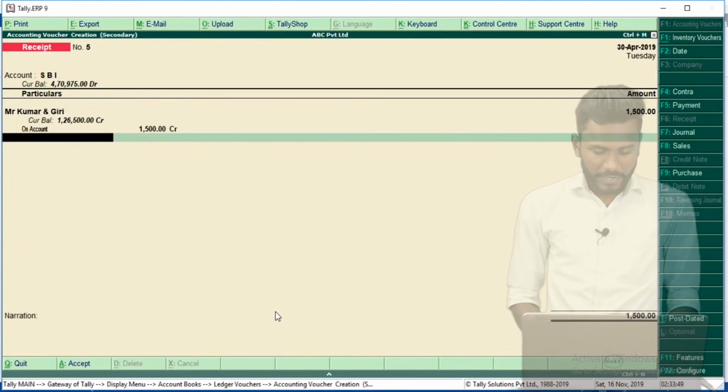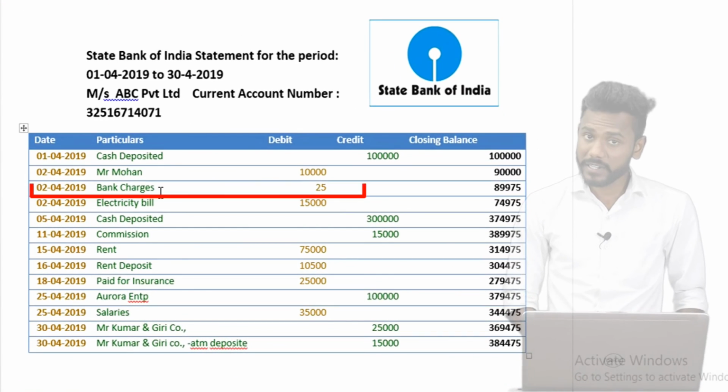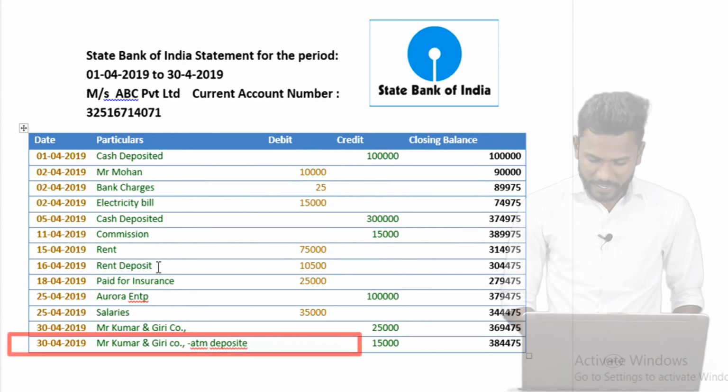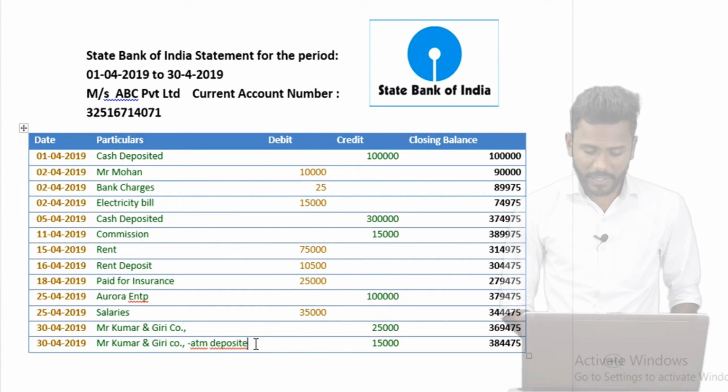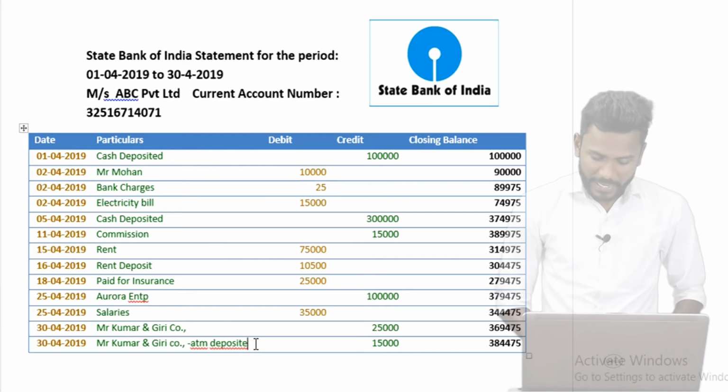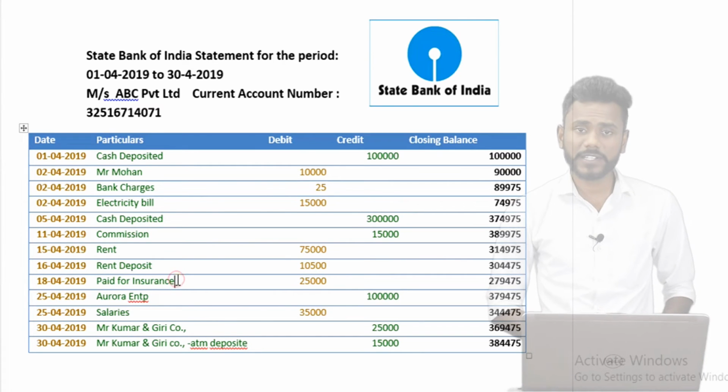See, initially we have not recorded bank charges, so now we just added. Initially we have not recorded this transaction about Mr. Kumar and Giri ATM deposit, we just recorded. Initially we have not recorded insurance, just now we added.